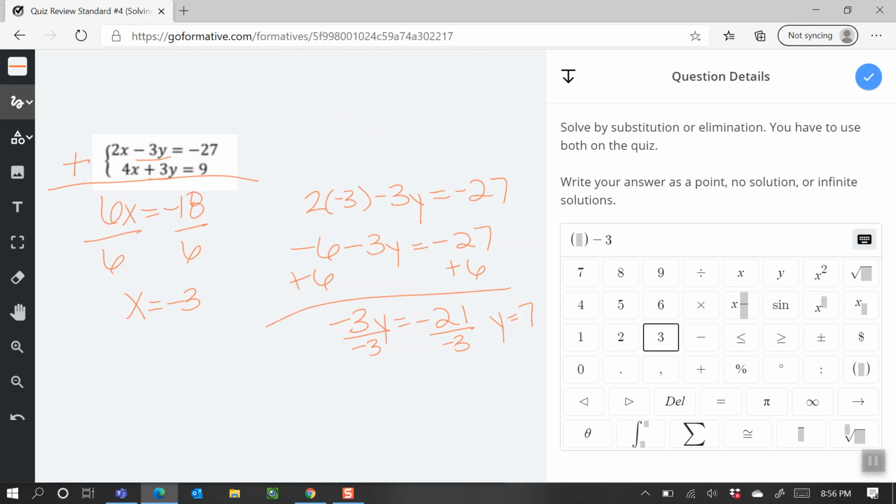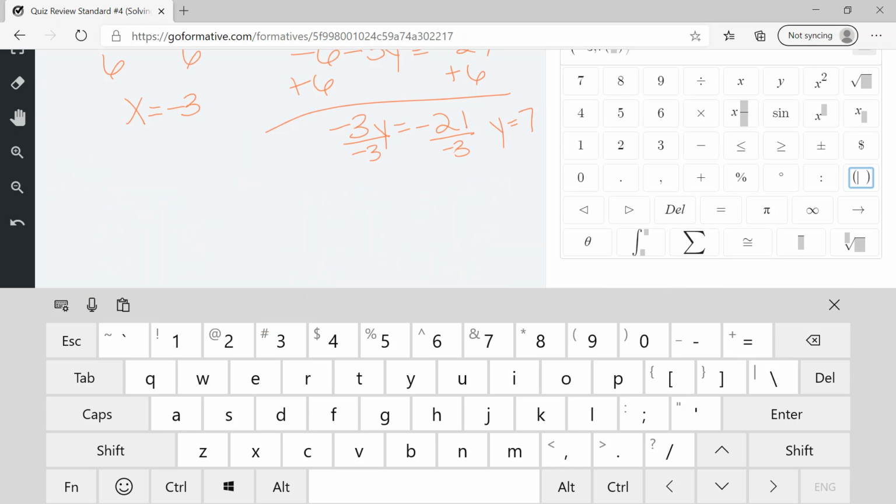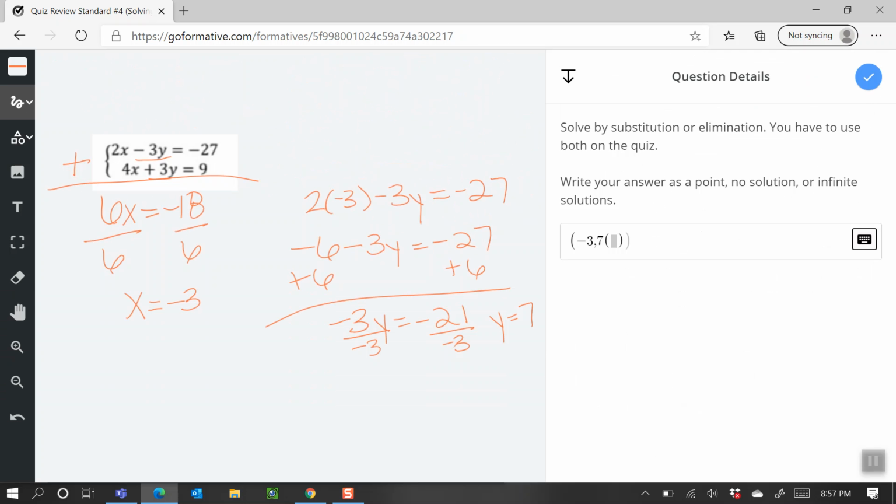So negative 3, comma, 7. That's just not doing what I want it to do.